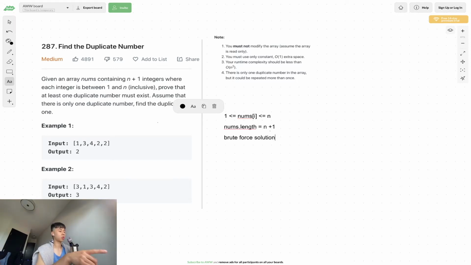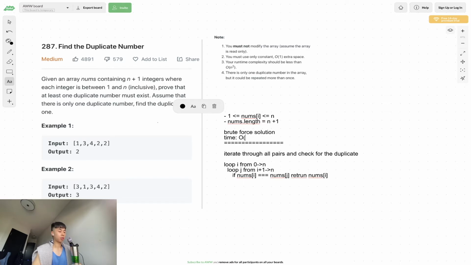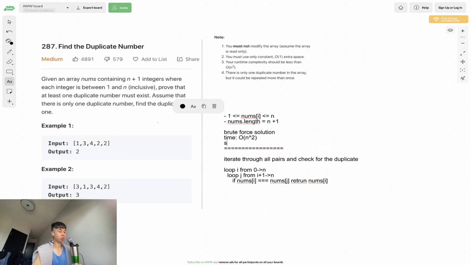So ignoring these constraints for now, the brute force solution would be to iterate through all pairs and check for the duplicate. This would loop i from 0 to n, and loop j from i plus 1 to n. If nums at i is equal to nums at j, then we return nums at i. Time for this is O of n squared. Space is constant.